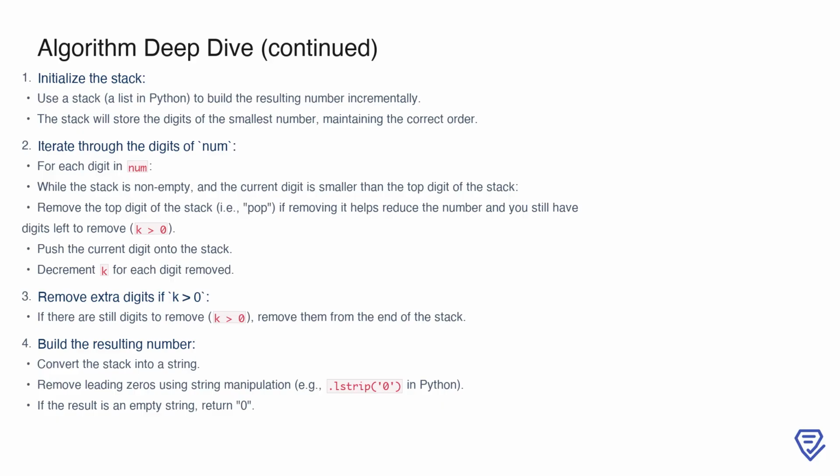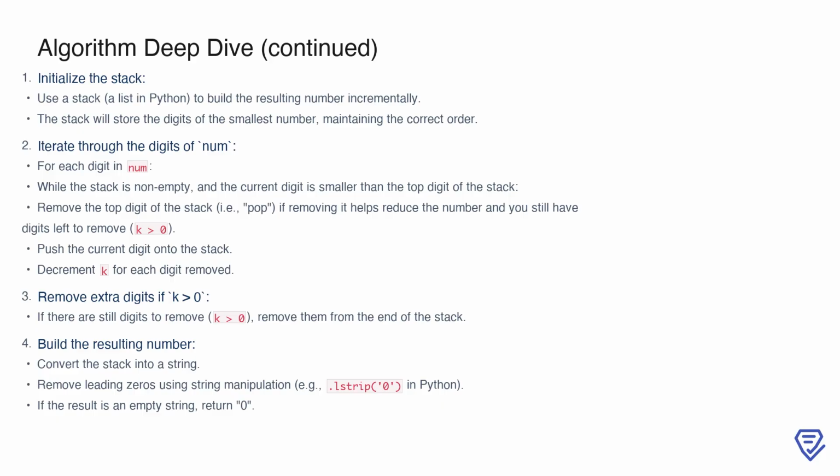As we iterate through the digits of the input number, we compare each digit with the top of the stack. If the current digit is smaller than the top of the stack and we still have digits left to remove, we pop the top digit from the stack. This ensures that we are removing larger digits when possible to minimize the resulting number. After removing digits, we push the current digit onto the stack. We also decrement k for each digit removed, as it tracks the remaining number of digits we are allowed to eliminate.